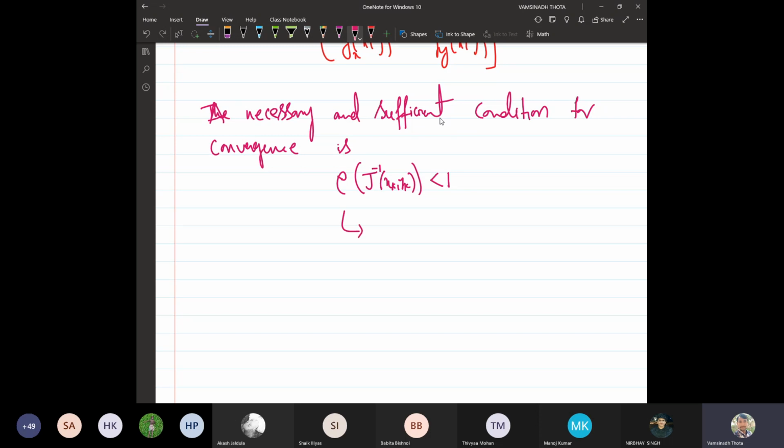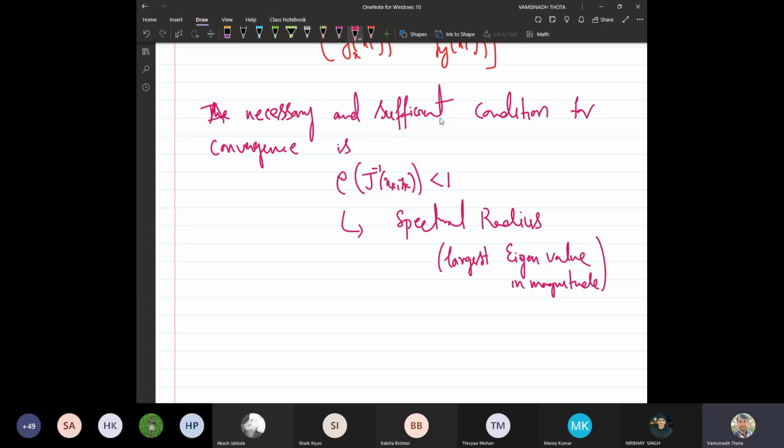By the way, what is this? This is the spectral radius. What do we mean by spectral radius? Spectral radius means the largest eigenvalue, of course only in magnitude. The largest eigenvalue in magnitude should be strictly less than 1. Then the method converges. The method converges means as we do an infinite number of iterations, the approximate solutions will converge to the exact solution.